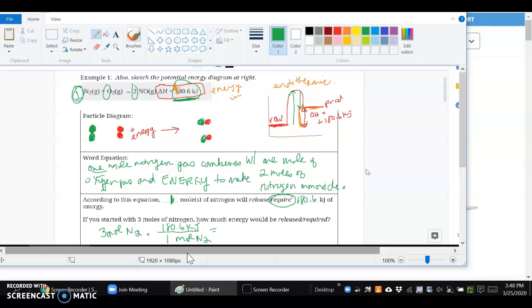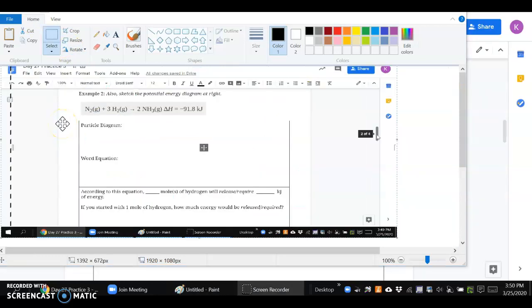Let's see, 3 times 180.6, 541.8. I'm going to get 541.8 kilojoules, okay? Because like that's going to cancel and that's going to leave me with kilojoules. Okay, good. All right, so let me pause so I can get the other one up. Okay, so pardon all the extra garbage all over this one, because my screenshot of it gets whacked. Okay, all right, let's try this one.